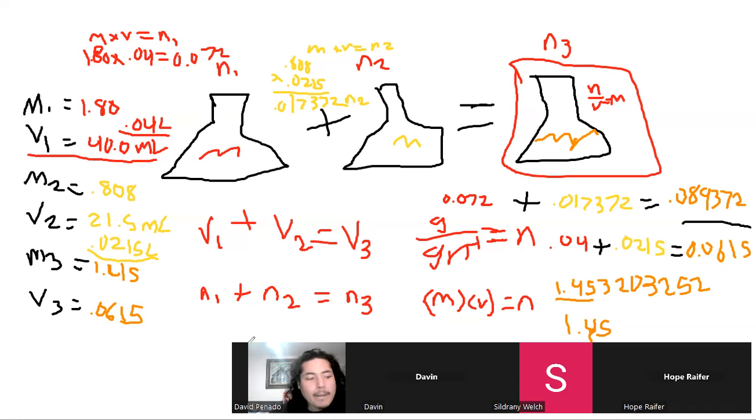What units do we put after the 1.45? Because we could do all this and then not put the unit here, and it's marked partially wrong. So what unit do you put after 1.45? Molarity. This one here is moles. This one here is liters. So that's how mixing works with dilution. That's dilution with mixing.